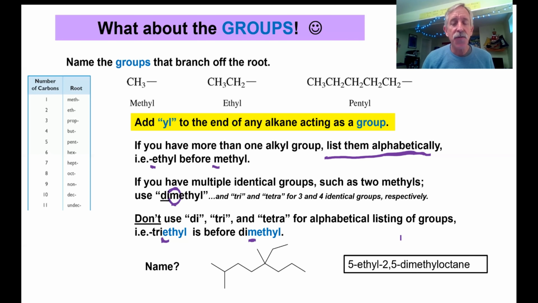5-ethyl-2,5-dimethyloctane. Notice ethyl comes before methyl. There's an octane chain, and this is the lowest numbering in the octane order. Okay, and please feel free to bring this to class if you have questions about this one.